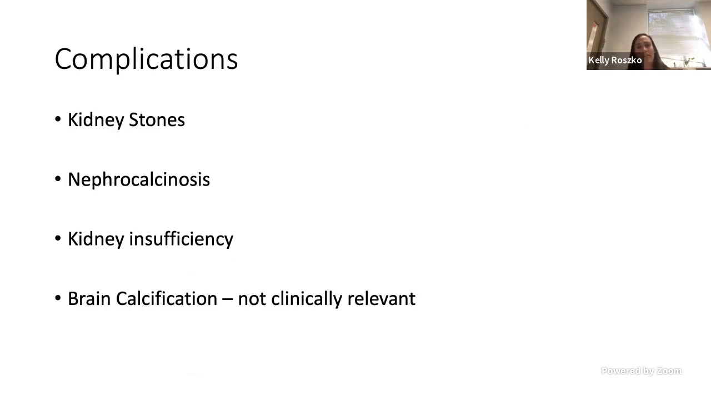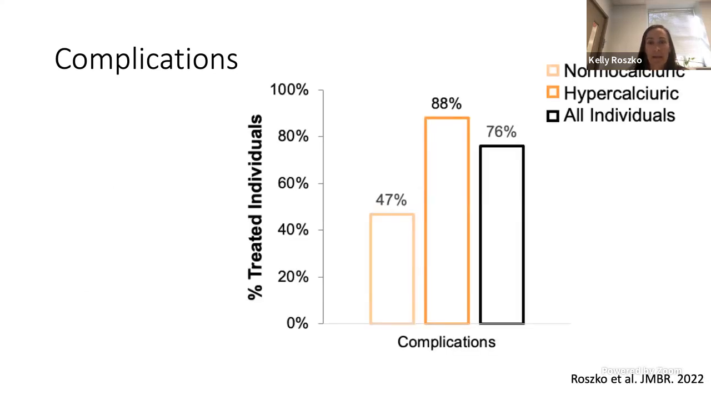So in our survey of cases in the literature, we categorize the complication as kidney stones, nephrocalcinosis, kidney or renal insufficiency, and brain calcifications. Of note, while we can see these brain calcifications on CT scan, we have no reason to think that they cause a clinical problem to patients at this point.